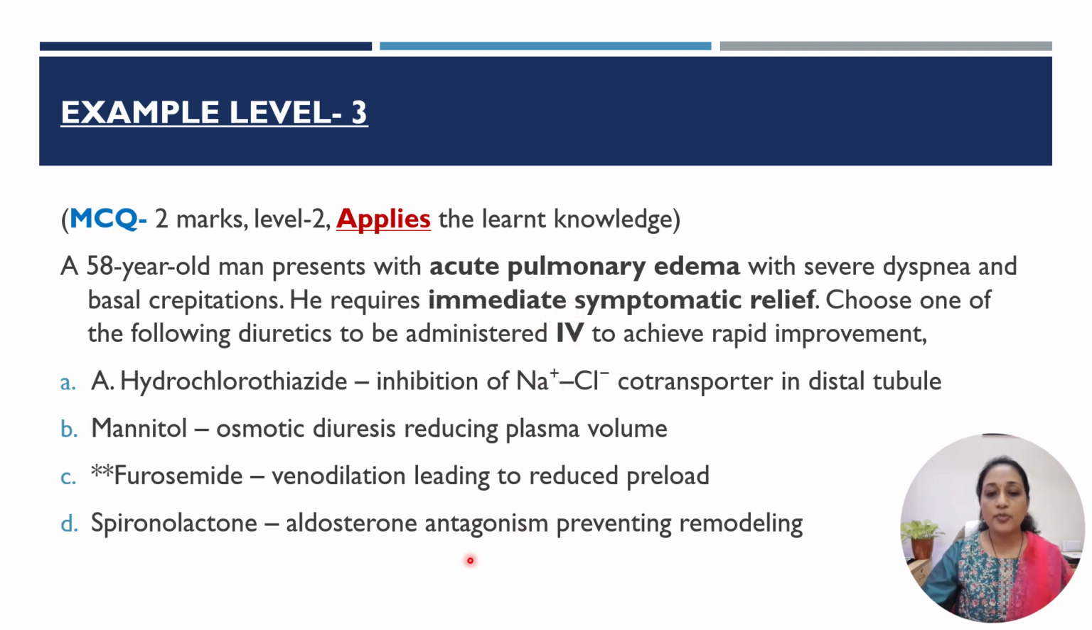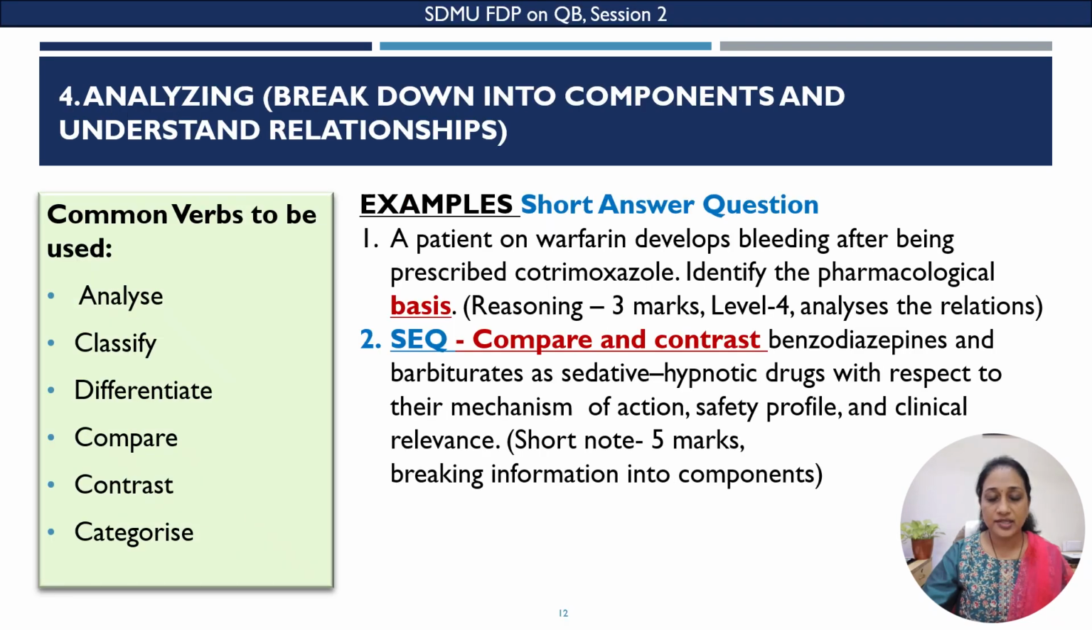So one of these options is the right option, and the student has to look into the acute emergency situation needing symptomatic relief and to be given by the intravenous route. So obviously it does not rely just upon recall or memorizing the facts. The student will have to know all the basic information and then apply the knowledge to choose the right option. So this is at level 3, a level higher than just recalling and understanding the facts.